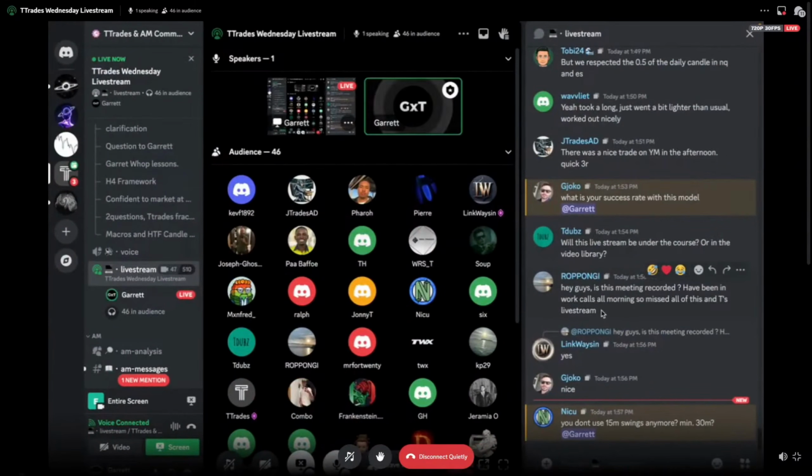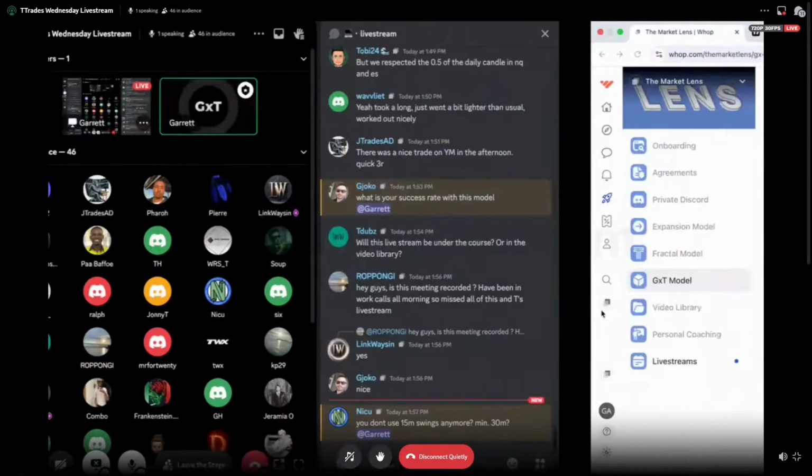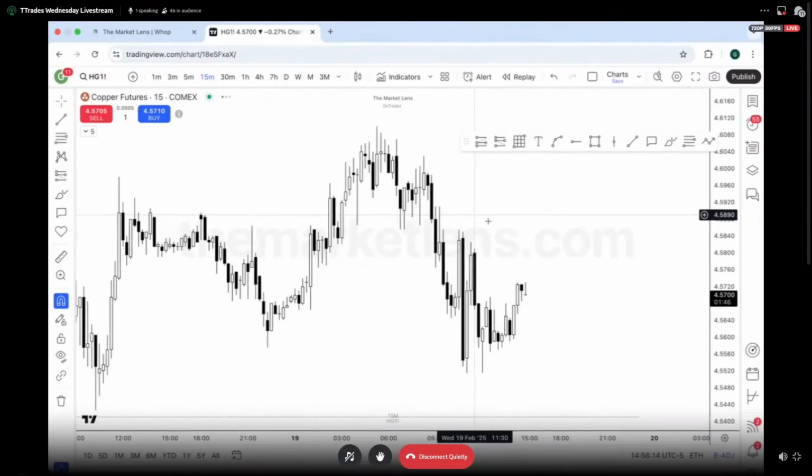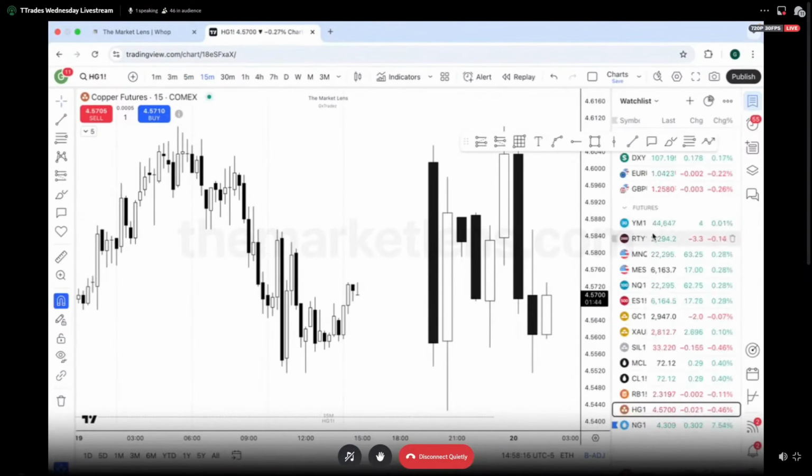You don't use 15-minute swings anymore? Yeah, I kind of don't really use 15-minute. Now I will release a scalping model, which is really the same thing. I'll just find an example for you real quick. Let's find a fractal model.